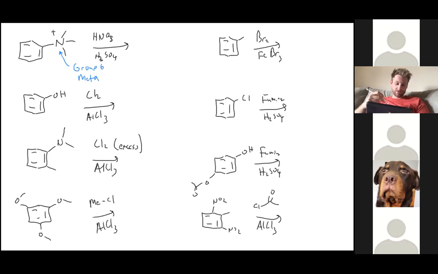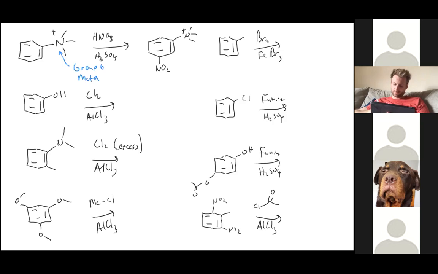So HNO3 and H2SO4 adds the nitro group. Group 6 makes it a meta director. We're going to add NO2 to our meta position.